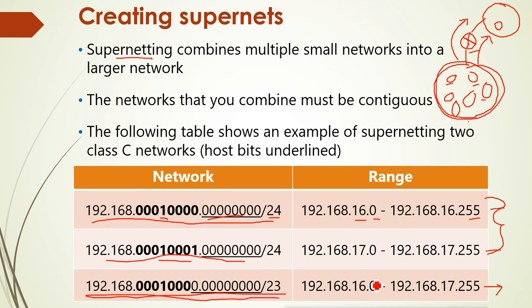So what will it become? You can see the common bits here. You remove the common bits, and then you count the rest of the bits. How many common bits do we have? 8, and from here we have 7. Total is 23.